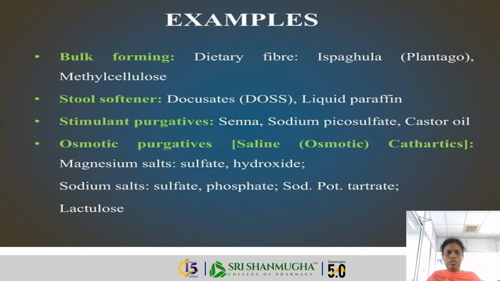Okay. Next one is senna, sodium sulfate, castor oil. This one is under stimulant purgatives. Next one is magnesium salts like sulfate and hydroxide. These come under osmotic purgatives. Next one, sodium salts: sulfate, phosphate, sodium potassium tartrate, lactose. These all come under osmotic purgatives under the sodium salts.